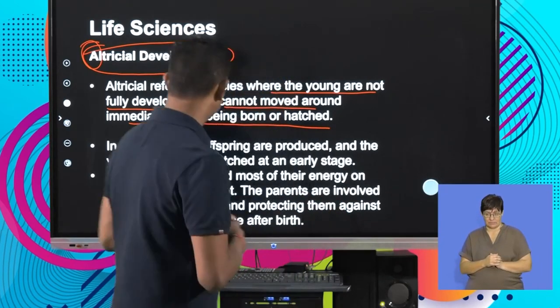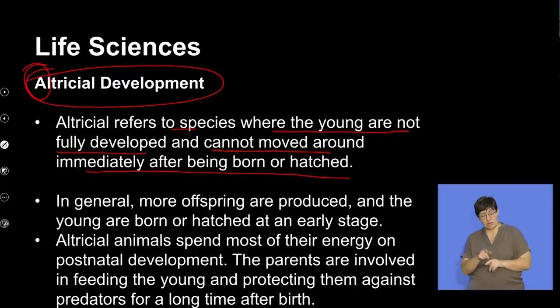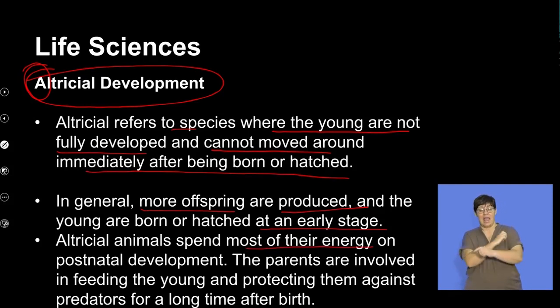So let's try and unpack that. So in general, more offspring are produced, and you'll find that the young are born or hatched at an early stage. Altricial animals spend most of their energy on postnatal development, so after birth.